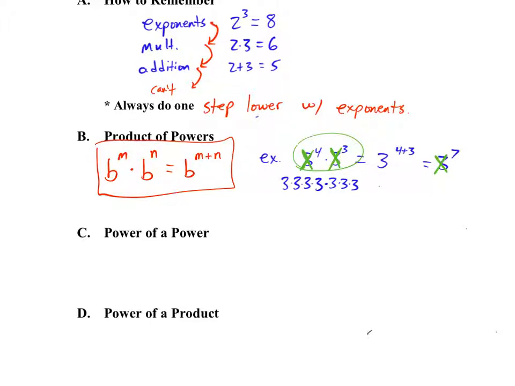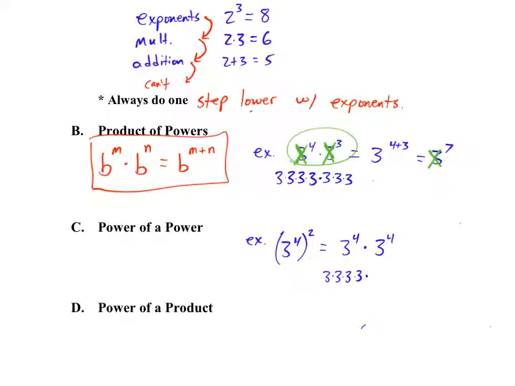Power of a power. What we mean by that is going to be something like this. Let's say I have 3 to the 4th, and that 3 to the 4th power is going to be squared. Do you agree that's 3 to the 4th times 3 to the 4th? This first one is 4 3s, agreed? Times the next one, which is 4 3s. So this thing here has to be 3 to the 8th. What do I do to my 4 and my 2?